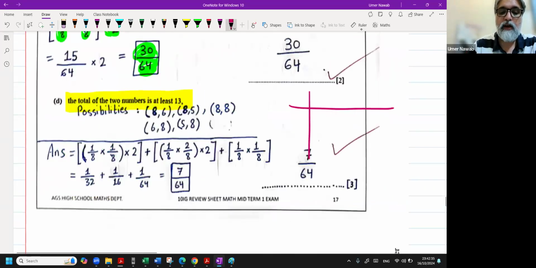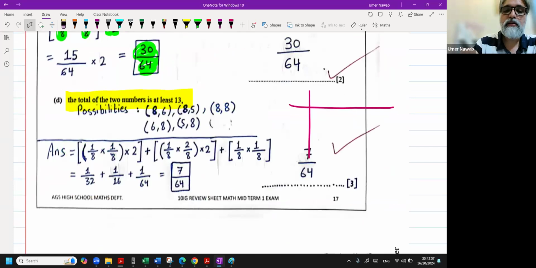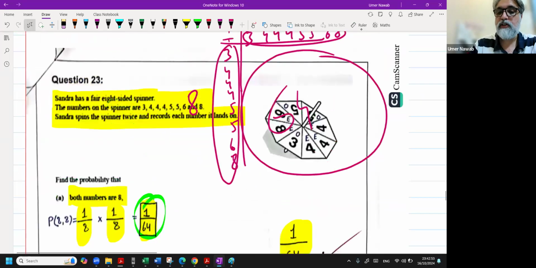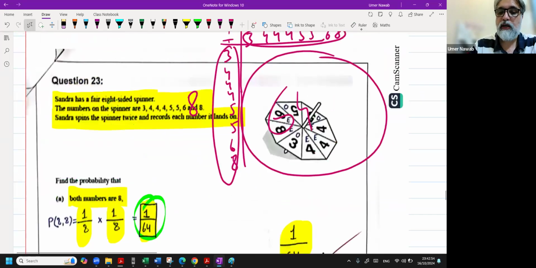But here you can see the student has written possible cases of any, the sum should be at least 13. So you may have (8, 6), (8, 5), (8, 8), (6, 8), and (5, 8). So a two-way table can give you the answer directly, which is 7 over 64. As I said, there are 7 cases out of 64 which have the sum of at least 13.